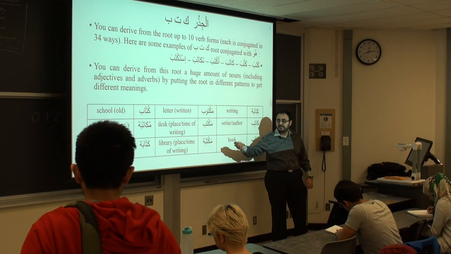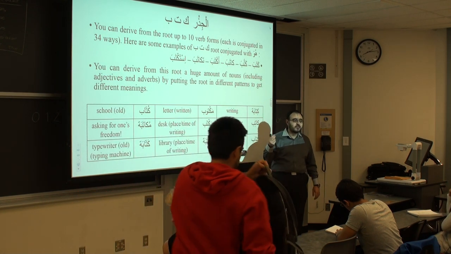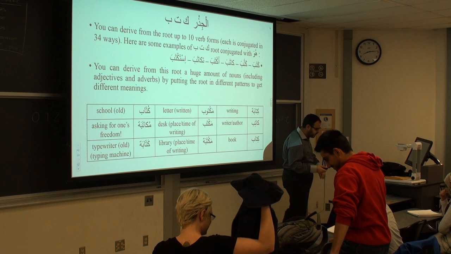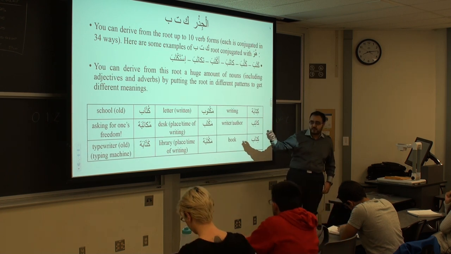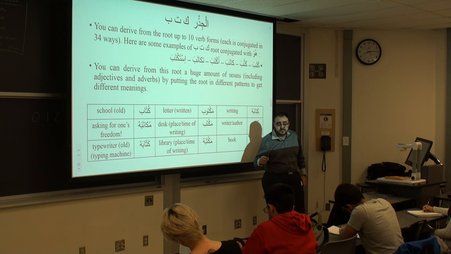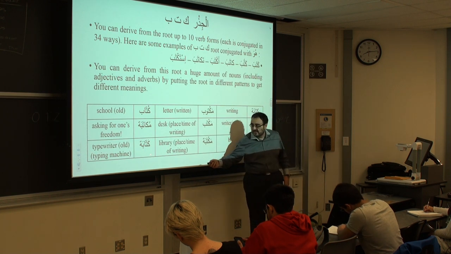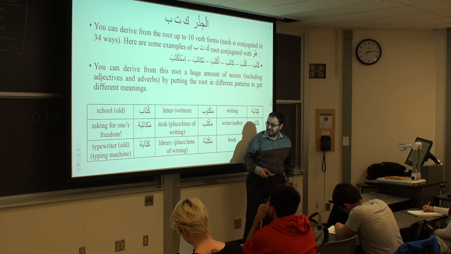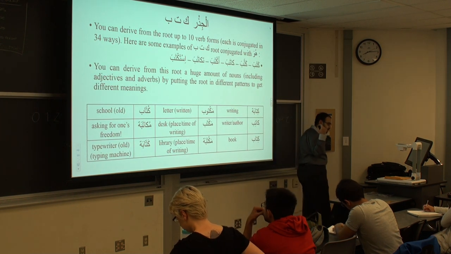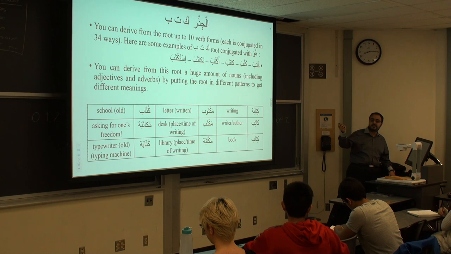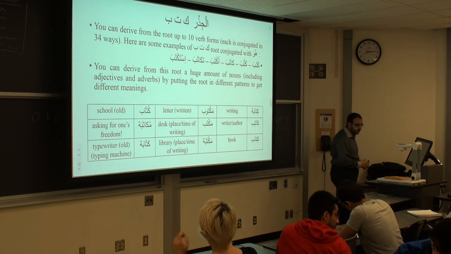And after that, with time, the word mukataba, which is just exchanging letters, became associated semantically with the process of asking for one's freedom. So this is, again, one example where the semantic relationship may not be very obvious. It may not be obvious at all, actually, in this case, but it's always there. It's just understanding the history behind the word. And finally, kataba, that's typewriter. The old word for typewriter or typing machine. So, all of these words will be sharing the same root, kaf, ta, ba, and they'll all share a common meaning which has to do with writing. Any questions?